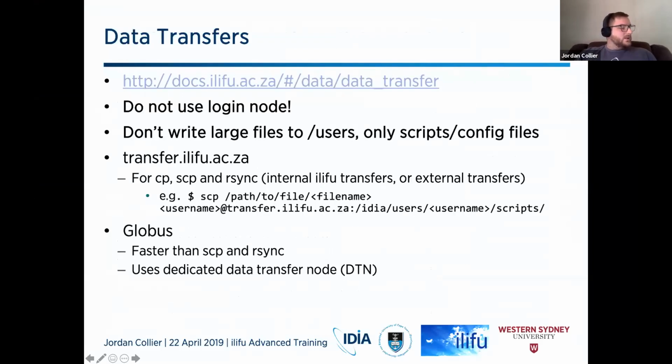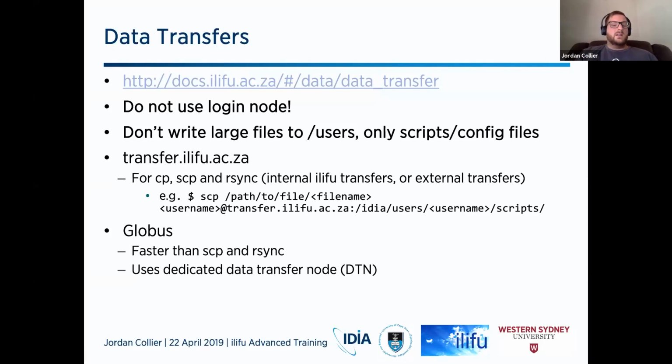Now, I wanted to very quickly demonstrate Globus and just remind you, we talked about this last time, but essentially there are a number of different services for data transfers. You are not to use the SLURM login node for this, so you should not be running SCP or rsync or move or copy on the login node, since this can lead to poor performance for other users. You also shouldn't be writing large files to /users, but only scripts or config files.